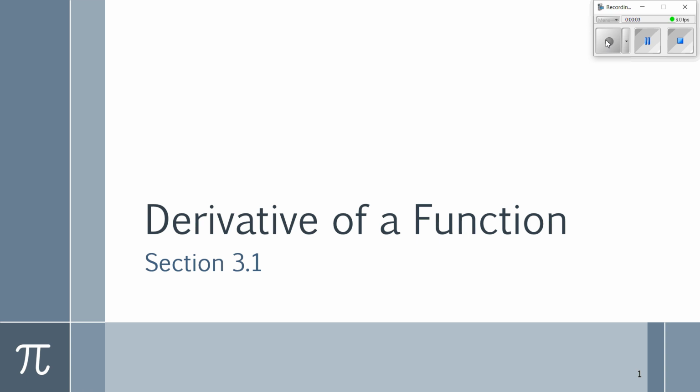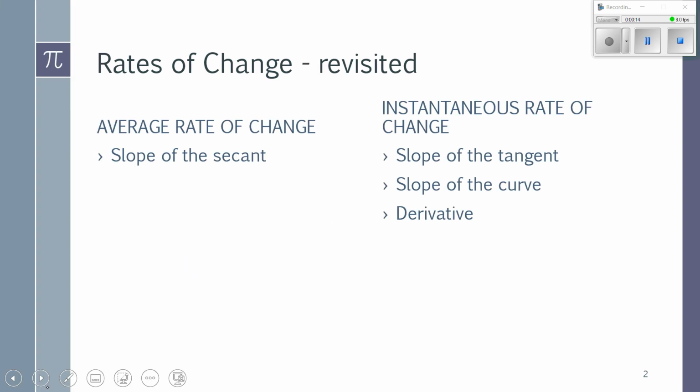So in this series of videos, I'm going to be introducing you to the idea of the derivative of a function. And for this, we're revisiting what we did in our last section of the last unit of rates of change. We had talked about how the average rate of change is the slope of the secant. It's the old school slope that you're used to by just finding the slope between 2 points.